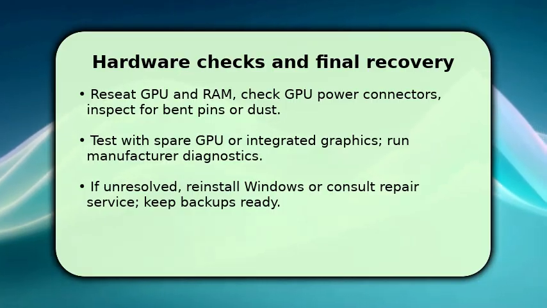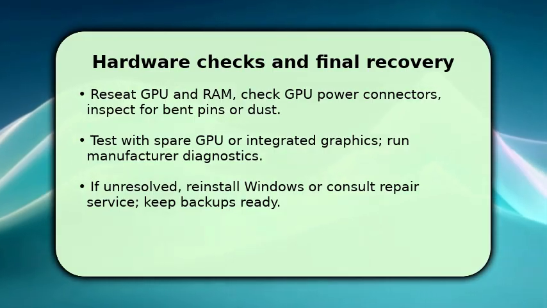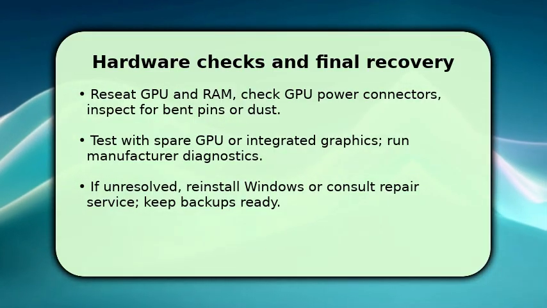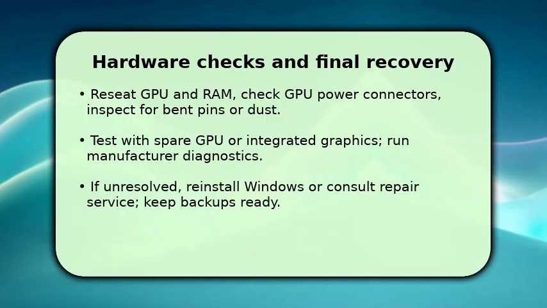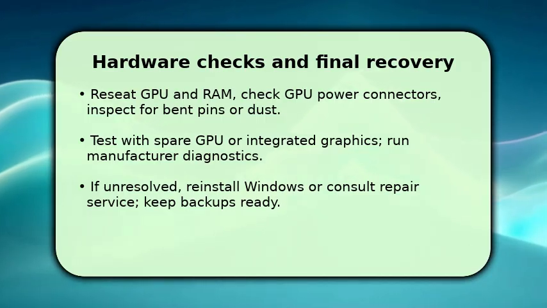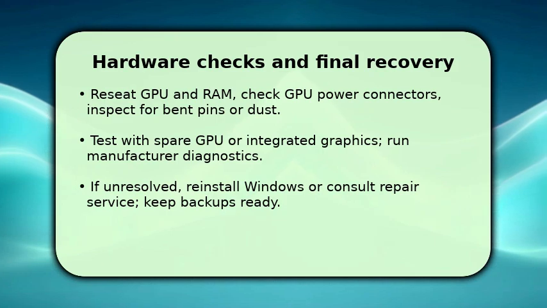Then test with integrated graphics or a known good spare GPU to isolate a failing card. If hardware checks pass, run manufacturer diagnostics and consider a clean Windows reinstall as last resort. Troubleshooting tip: if intermittent black screens persist, swap components one at a time to pinpoint the defective part.